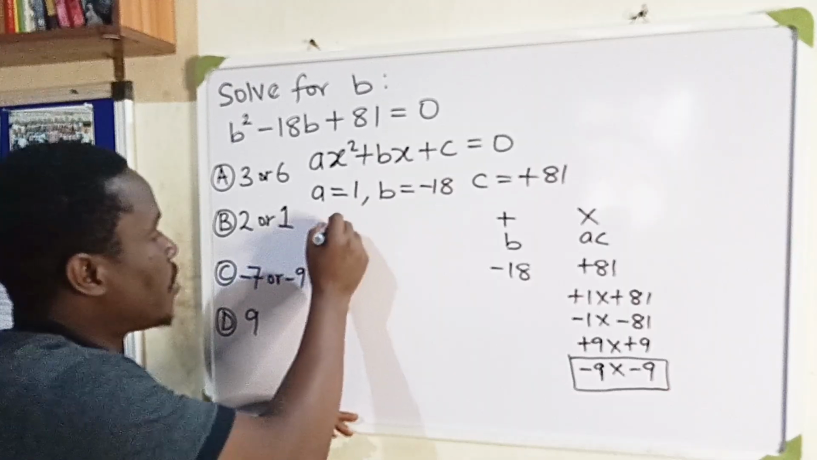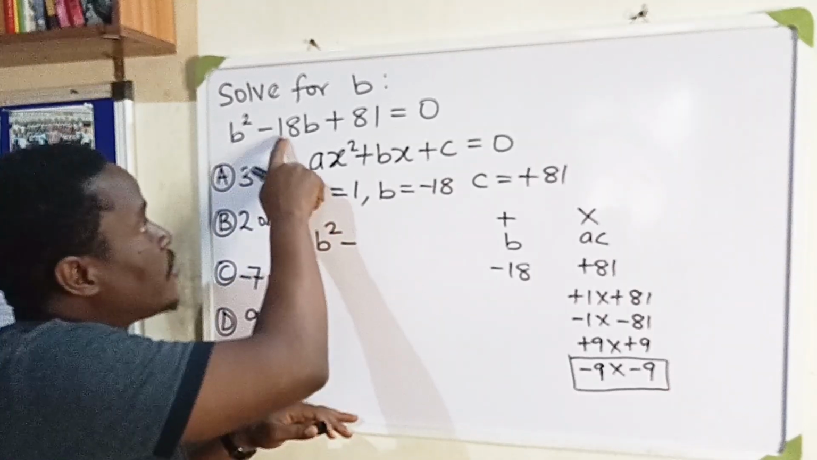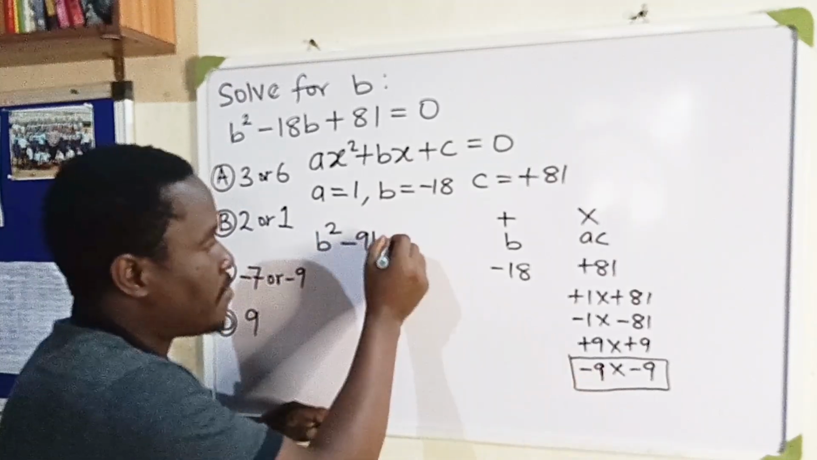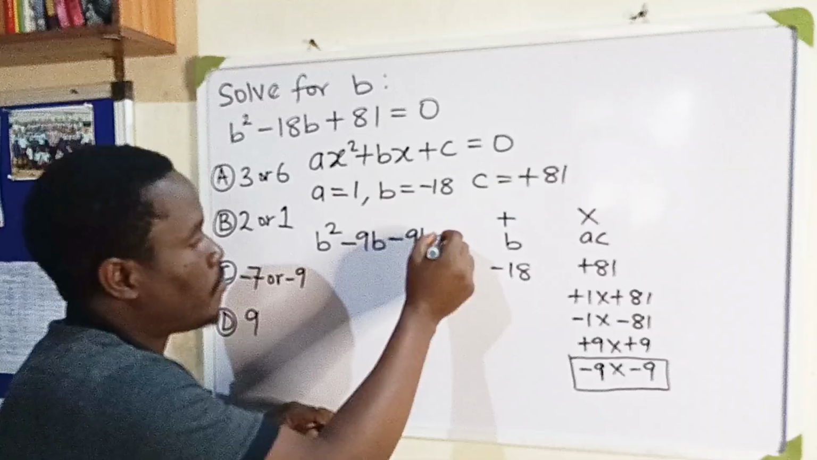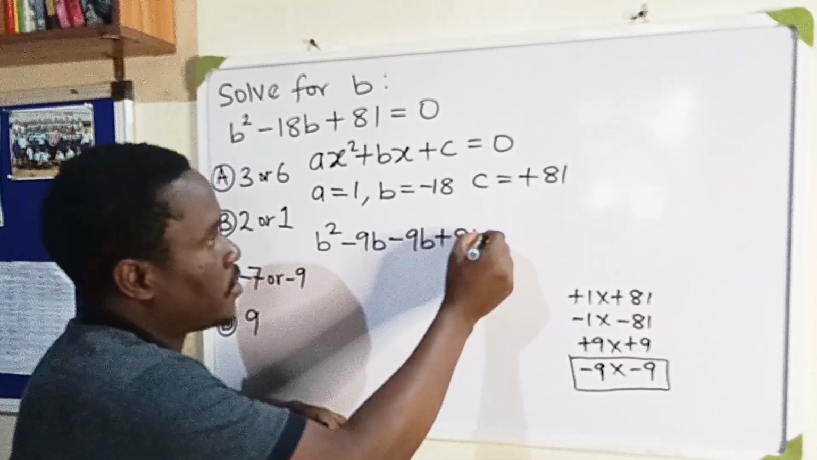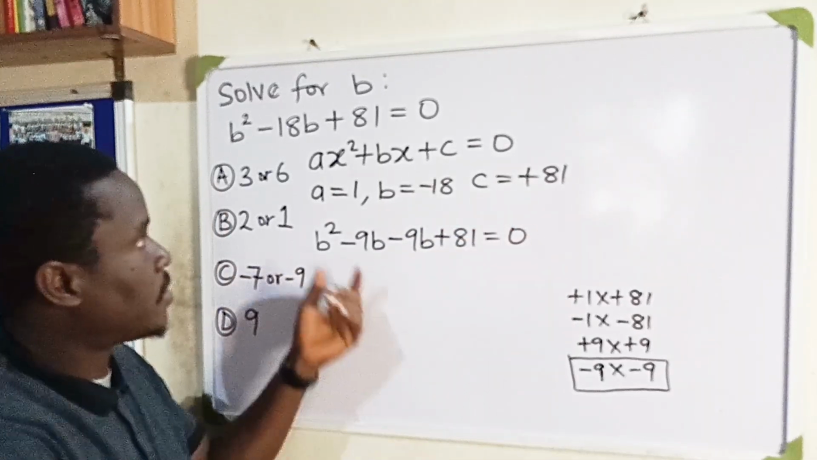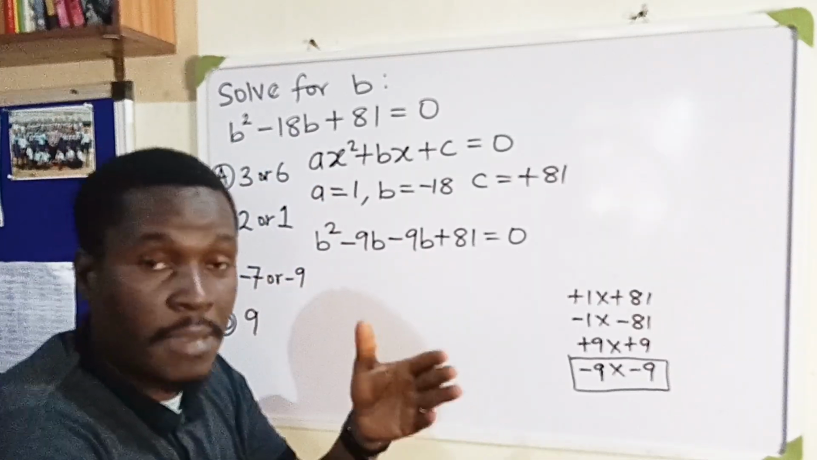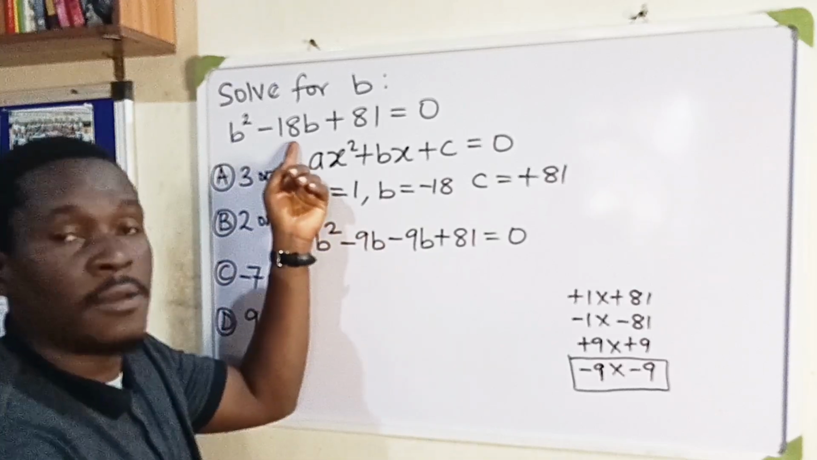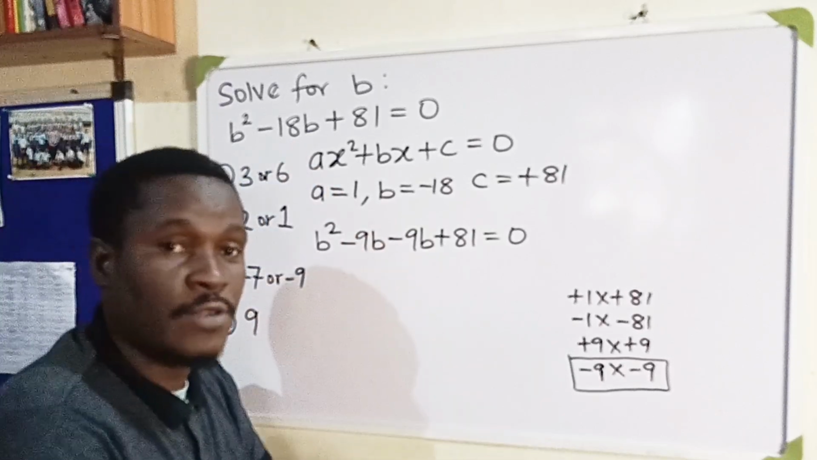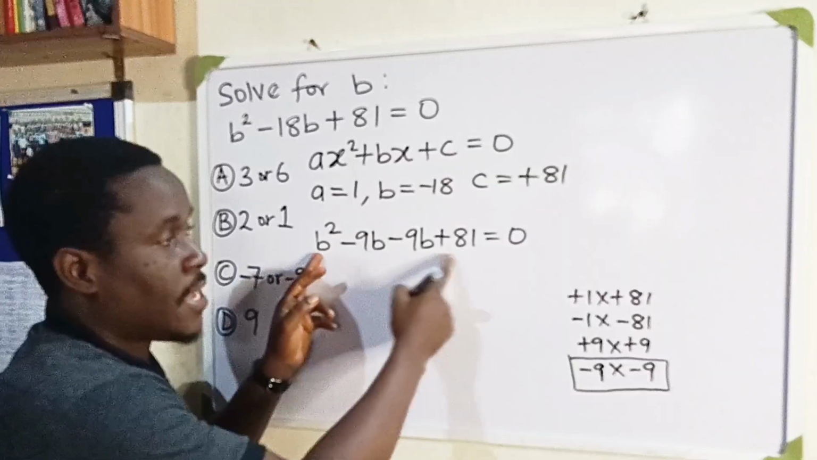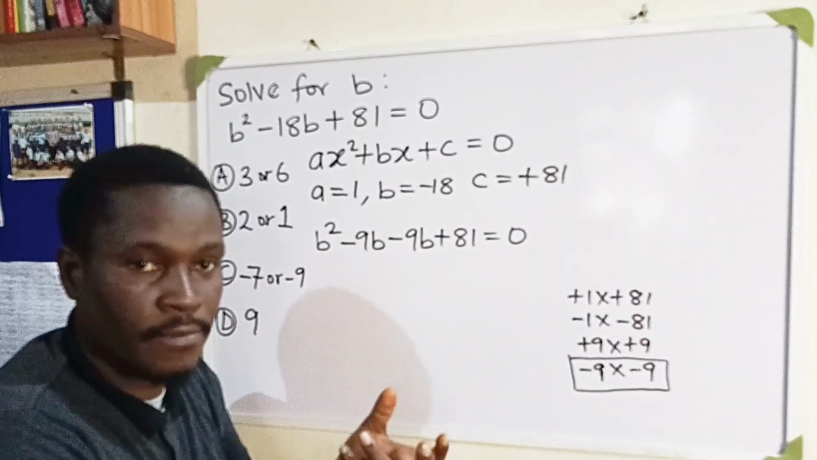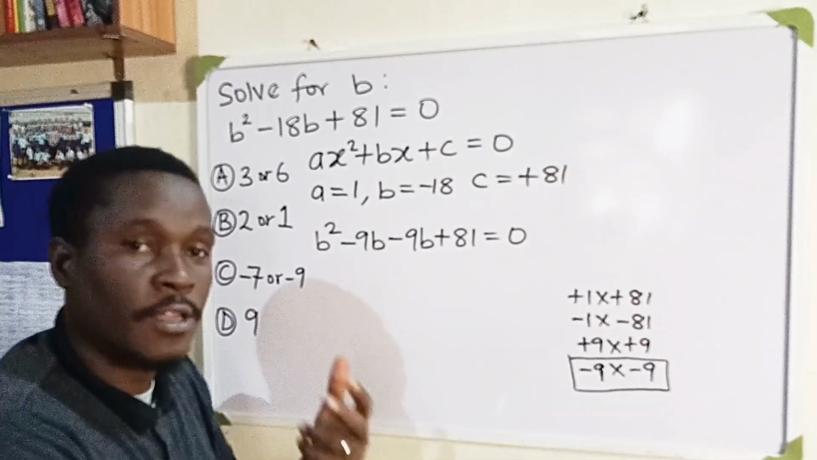So we're going to have b squared minus, instead of minus 18b, minus 9b and then minus 9b, plus 81 is equal to 0. So we have replaced minus 18b with minus 9b minus 9b. If you look at it, minus 9b minus 9b also gives you minus 18b. The reason we did this is so that we can split this expression into two parts. This will help us factorize by grouping. You can also check my YouTube channel for how to factorize by grouping.